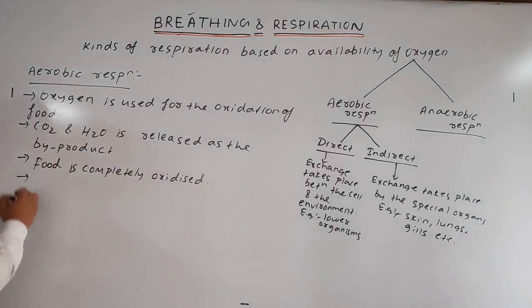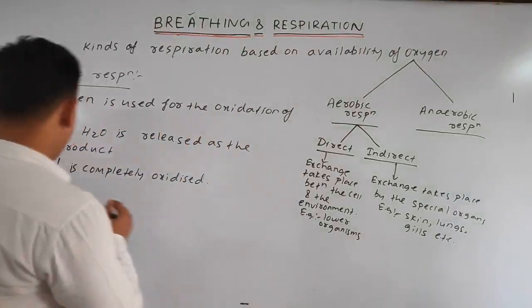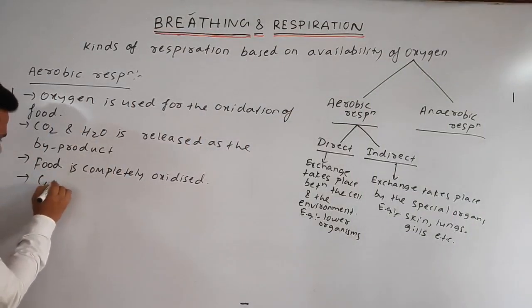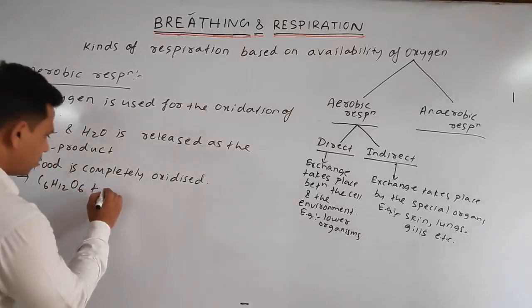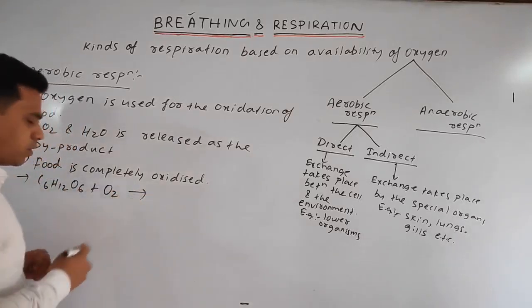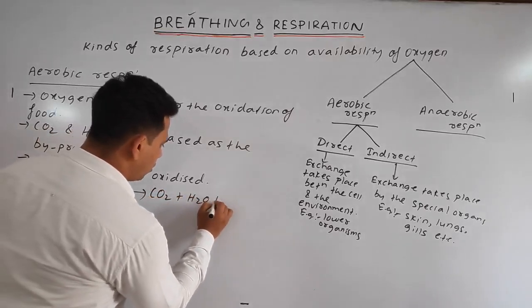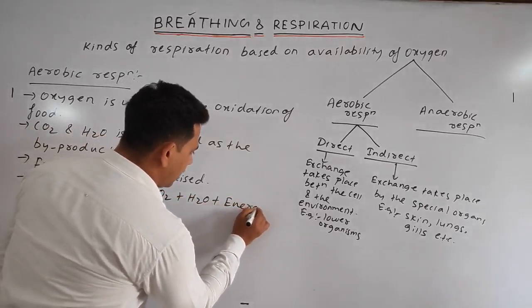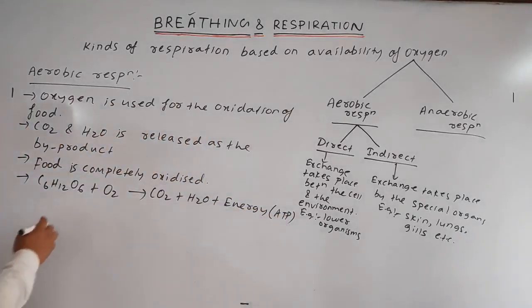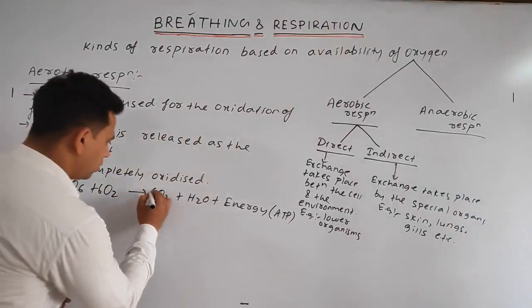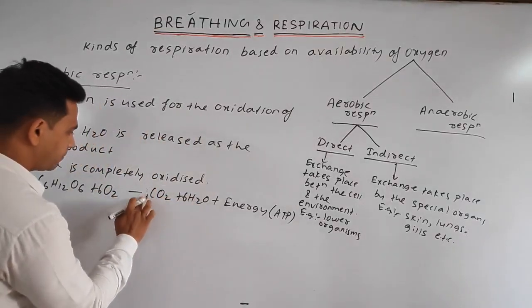Next point, the common equation, you know. I will write it once more: C6H12O6. Here oxygen is used, so that is why we are writing O2. What we will find as the byproduct is CO2 plus H2O plus energy in the form of ATP. Always remember, to balance the equation: 6O2, 6CO2, 6H2O.